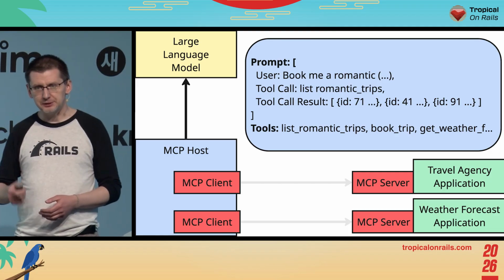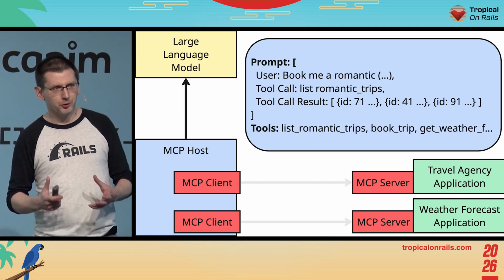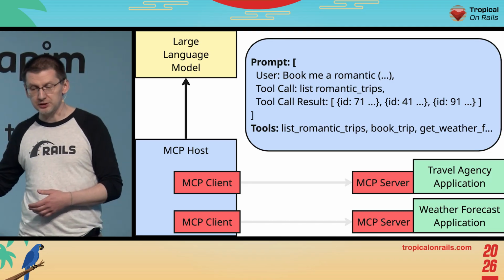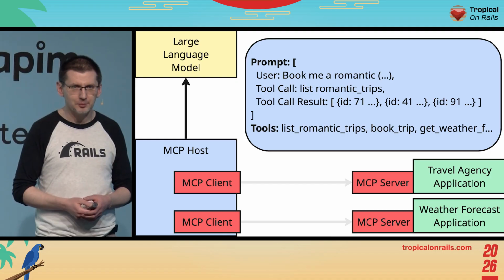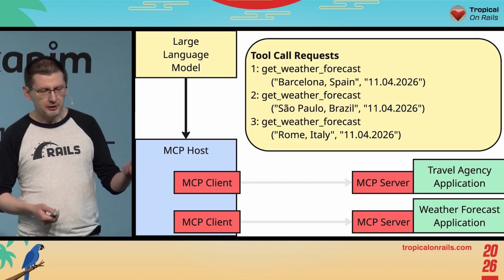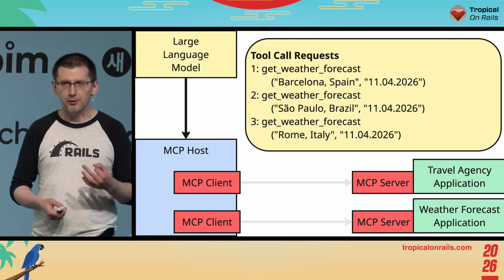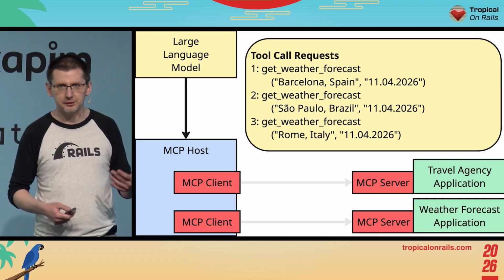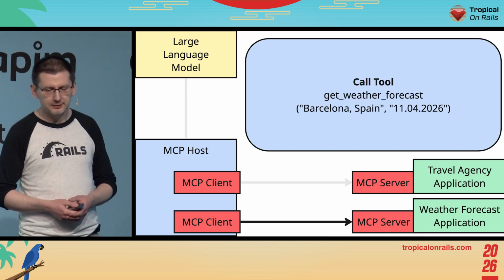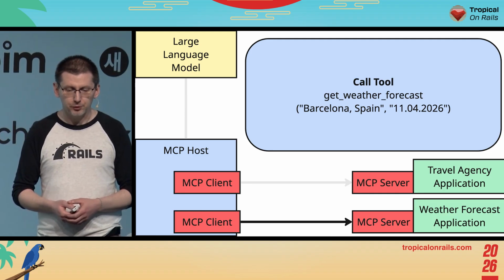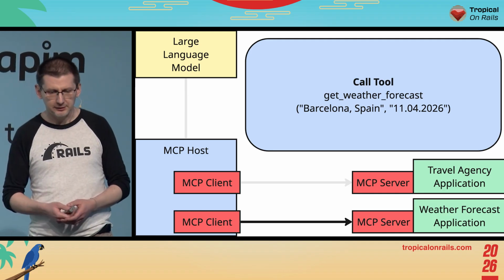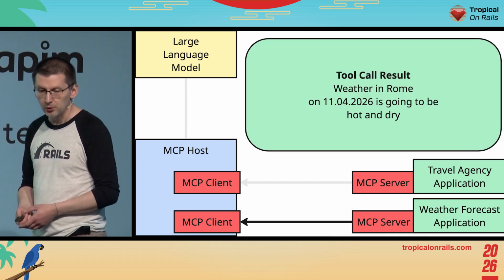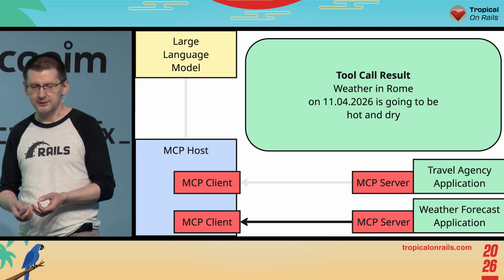Once again, the MCP host takes all the information so far, the initial prompt, the initial response, the additional context from the server, and sends it once again to the LLM to figure it out. Now with the additional context, the LLM responds with 3 tool call requests to check the weather in each of the cities listed in the trips. And now we are asking the weather forecast application for the weather in Spain, in Brazil, and Italy. 1, 2, and 3. We've just gotten 3 weather forecasts.